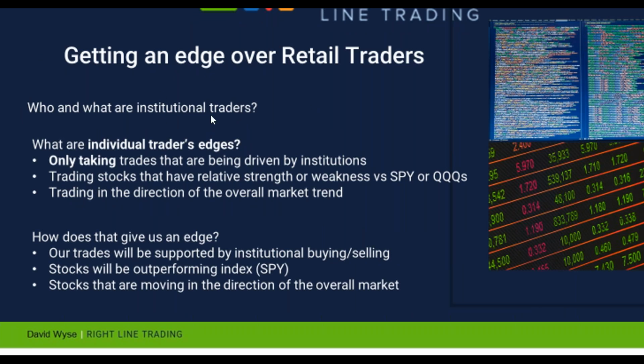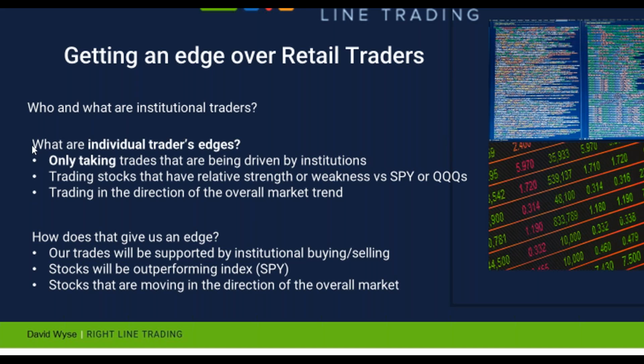So again, we're getting an edge over the retail traders. We know who and what our institutional trade is. When the individuals traded, our individual traders' edge is what our edge is. We only take trades that are being driven by institutions. It's really important. Trading stocks that have relative strength or relative weakness, as I just mentioned, versus the SPY or the Q, and trading in the direction of the overall market. So those are our edges that we have over other retail traders.